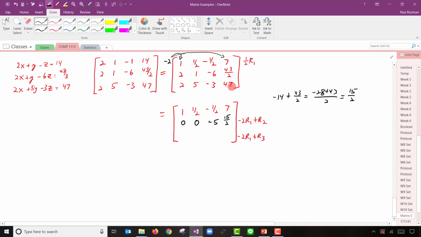Let's do the last row here. So we're going to use -2 again, multiplying it by row 1, and then we're adding it to row 3. So -2 times 1 is -2, and -2 plus 2 is 0 as desired. -2 times 1/2 is -1 plus 5 is 4. -2 times -1/2 is +1, plus -3 is -2. And then -2 times 7 is -14, and -14 plus 47 is 33. Again, I leave this space over on the right side in case any of that math gets too hard. 2 times 7 plus 47 is -14 plus 47, which ends up being 47 minus 14, which is 33.